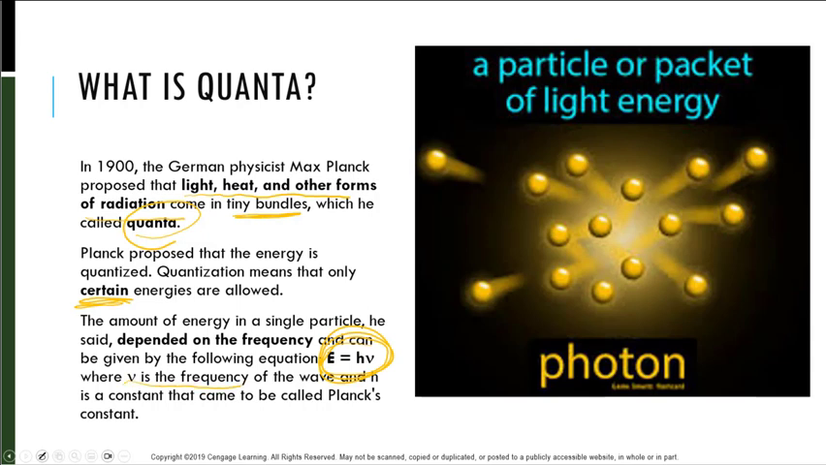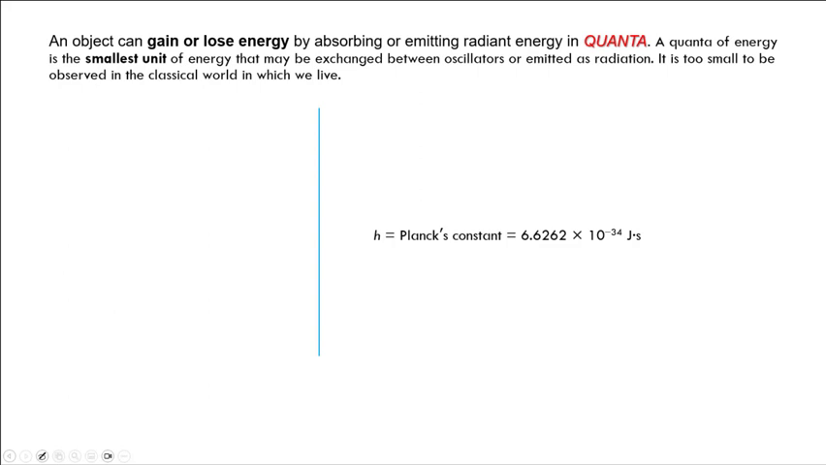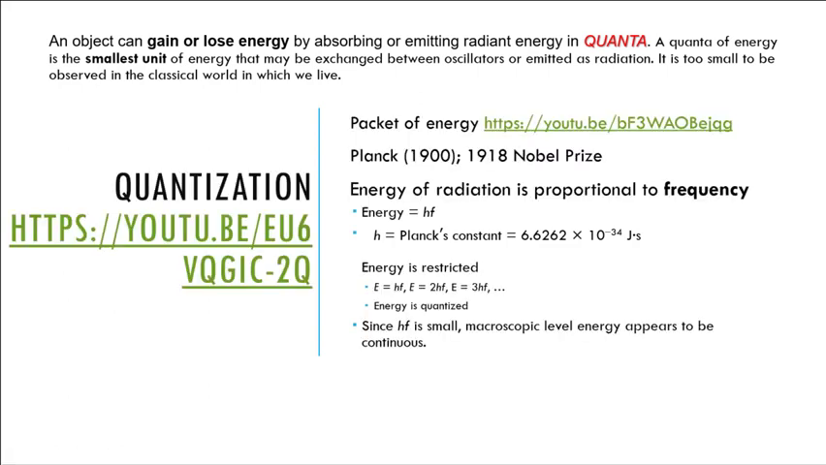There we go. I told you that f and v are going to be interchangeable, but they are both frequency. So v is the frequency of the wave, and h is a constant that came to be called Planck's constant. He said an object can gain or lose energy by absorbing or emitting energy in quanta. A quantum of energy is the smallest unit of energy that may be exchanged between oscillators or emitted as radiation. It is too small to be observed in the classical world in which we live. Again, here is our energy equal to hf, and h, write this down, is Planck's constant, which is 6.626 times 10 to the negative 34th joule seconds.